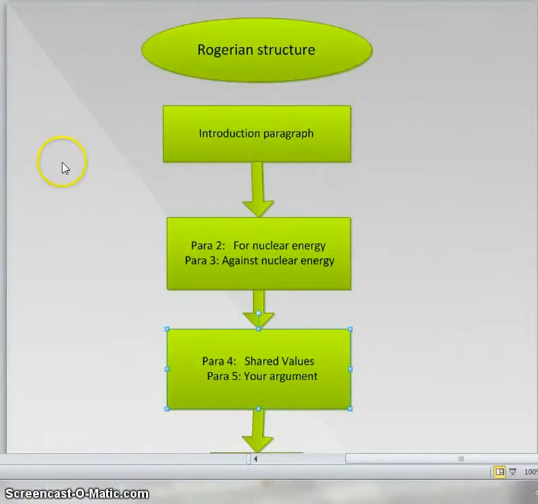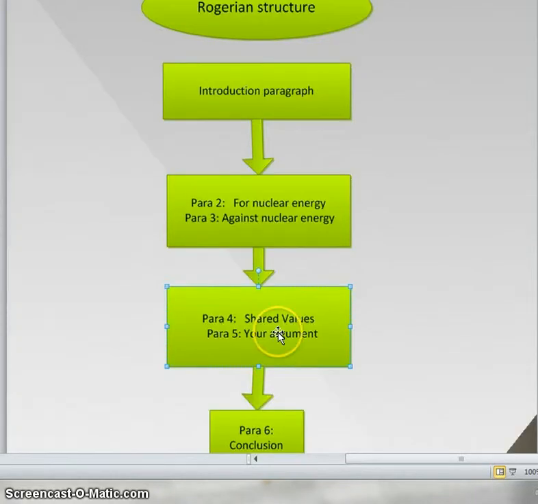And so basically the Rogerian structure seeks common ground through shared values. You concede to the other side before making your argument. You don't just knock the other side down like you do in a Toulmin essay.